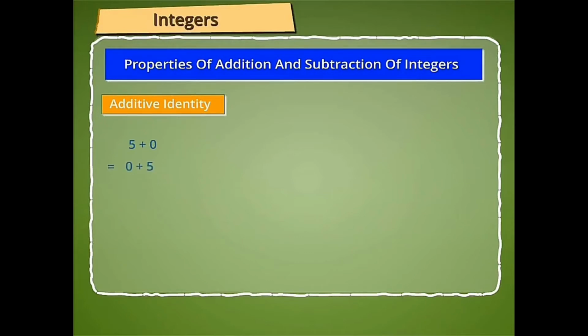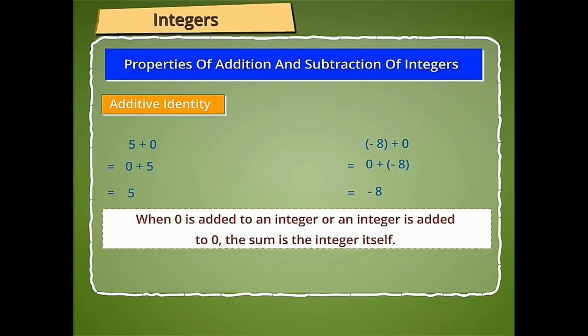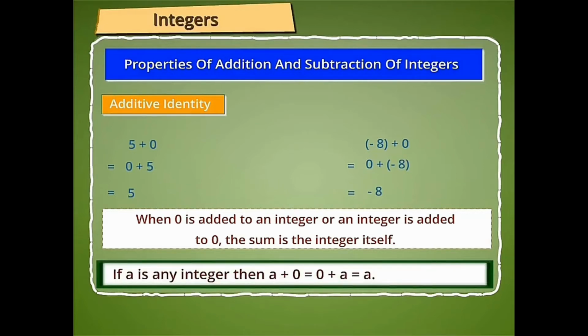As we know that 5 plus 0 is equal to 0 plus 5 is equal to 5. Similarly, minus 8 plus 0 is equal to 0 plus minus 8 is equal to minus 8. From the above, we observe when 0 is added to an integer or an integer is added to 0, the sum is the integer itself. Thus, 0 is additive identity. Hence, if a is any integer, then a plus 0 is equal to 0 plus a is equal to a.